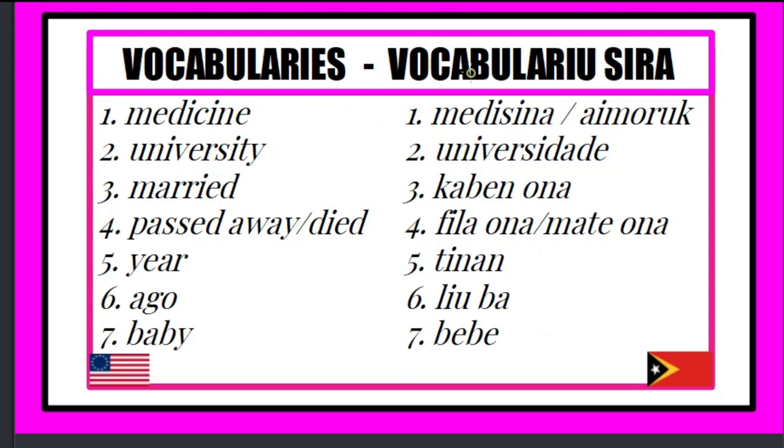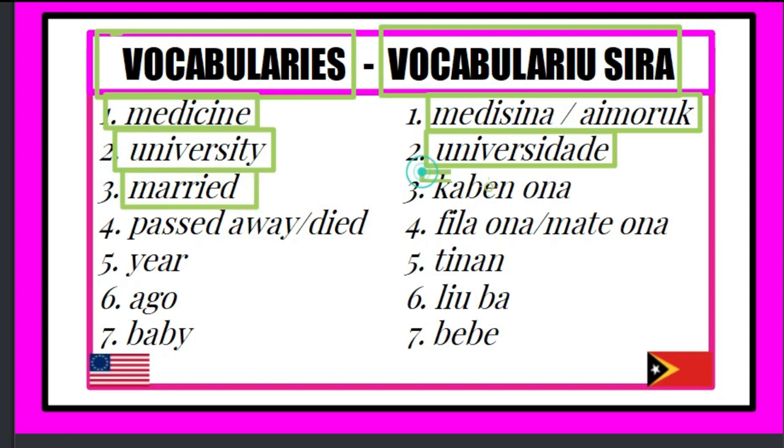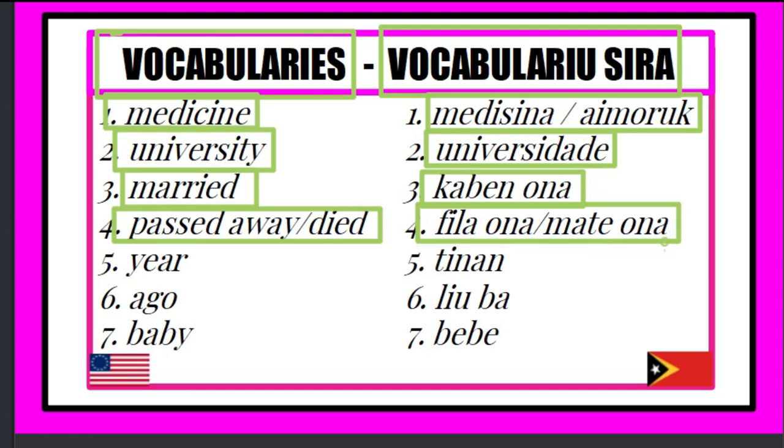Yes, my favorite part again. Now, vocabularies. Okay, number one, medicine in Tetun means medicina or aimoruk. Universidade. Married, kaben ona. Or hola mane ona, it's just fine. Hola mane, hola feto, it's just fine. Passed away or died. Fila ona or mate ona. Year. Tinan. Ago. Liba. Baby. Bebe.